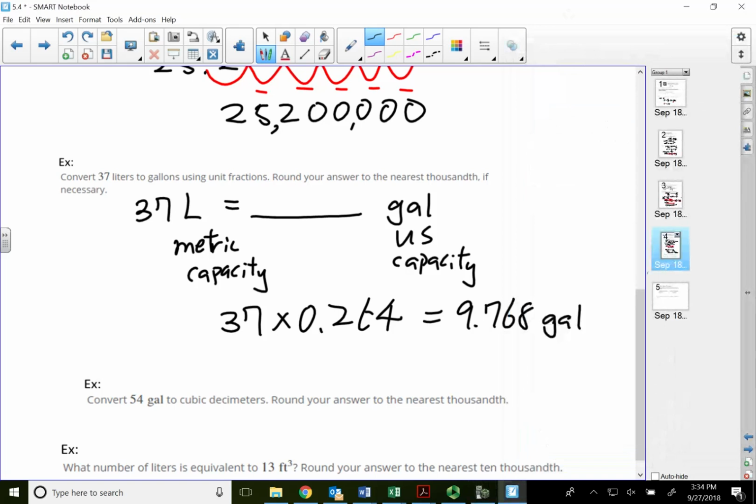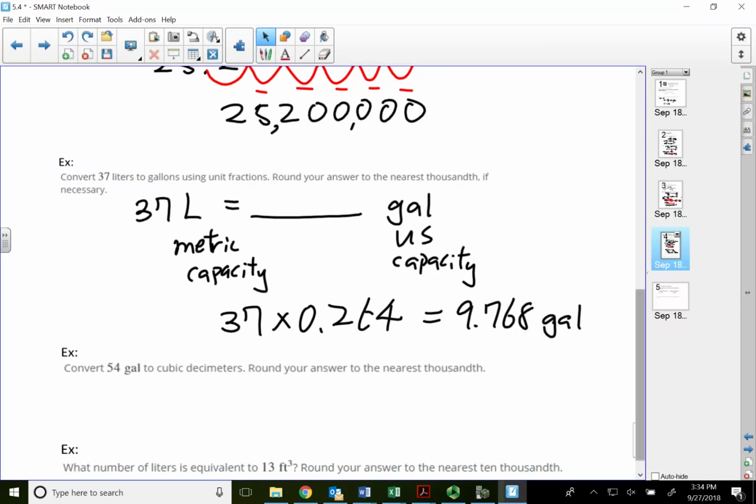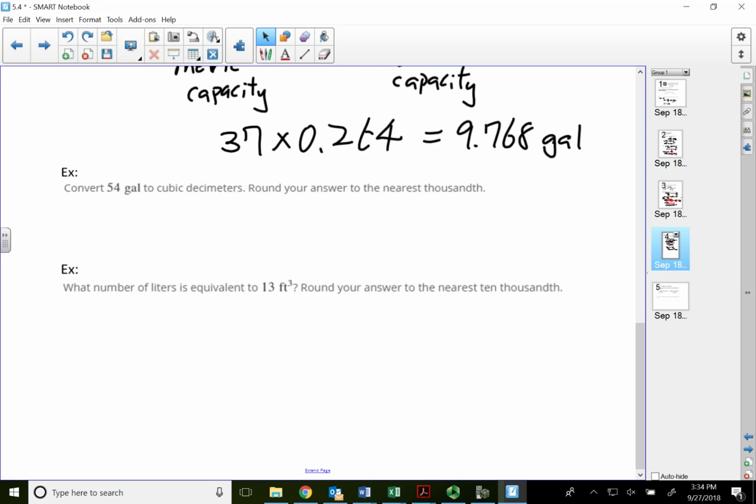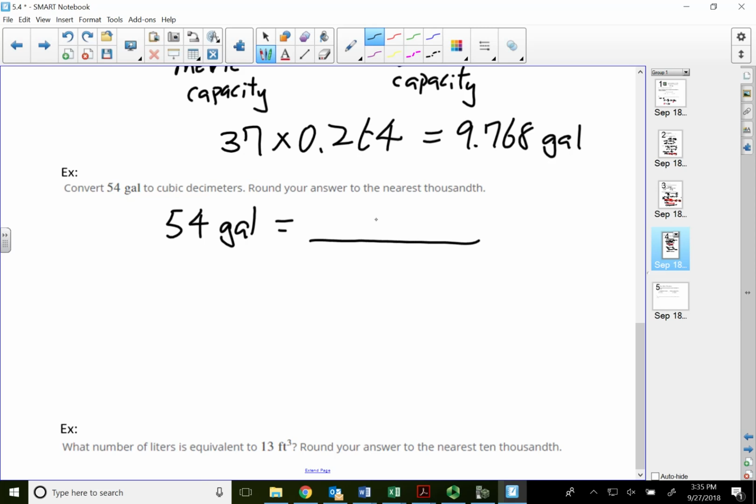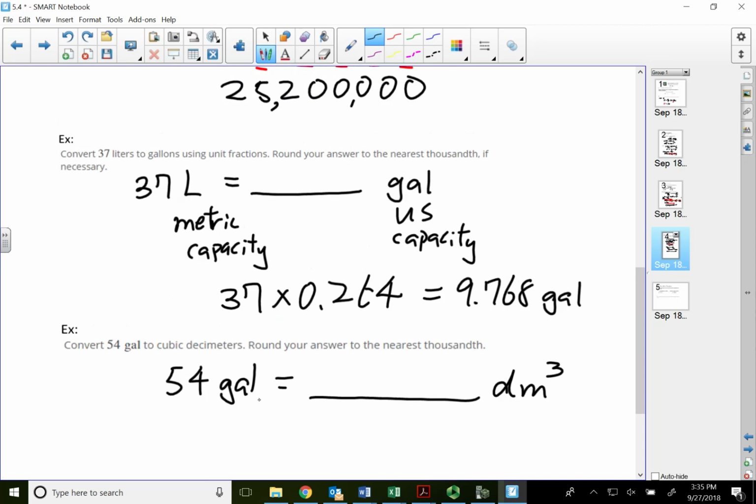Okay. All right, this time, this is an interesting one. Gallon converted to cubic decimeters. 54 gallons. That's US capacity. Need to convert to cubic decimeter. That's actually metric volume. So let's first see, do I have any direct conversion? US to metric up here.